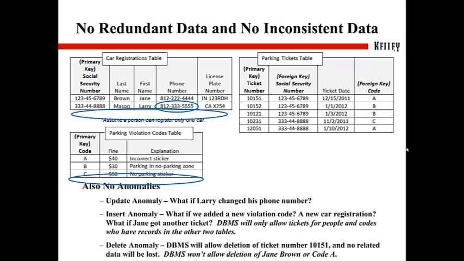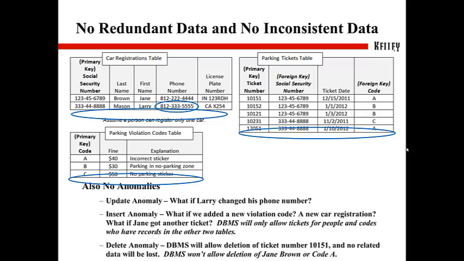What if Jane got another ticket? Well, all we would do is add another record in the parking tickets table. It's very important to remember that the database management system will only allow tickets for people and codes who have related records in the other 2 tables.